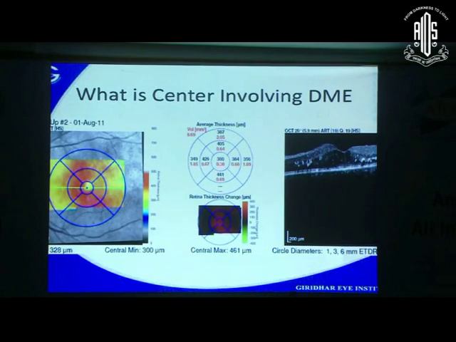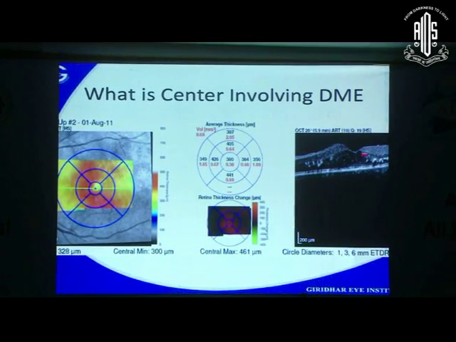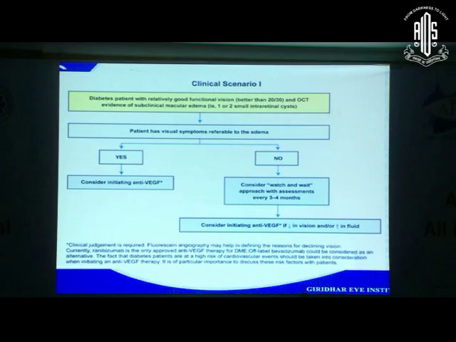When you find that the center of the macula is involved, you can see here the central macular thickness is 380, and if you see the OCT, you see a diffuse edema in the center with a very early cystoid change and some degree of spongiform edema. Therefore, this is what we call a center-involving diabetic macular edema. Now, this could be of two types: focal and diffuse, based on the fluorescein angiogram.